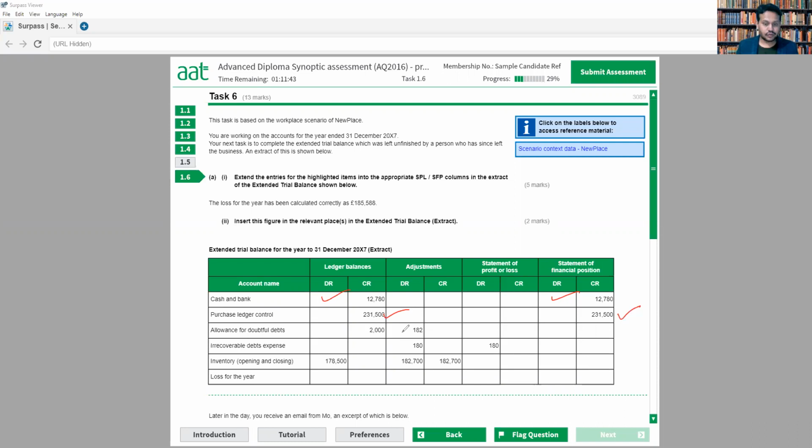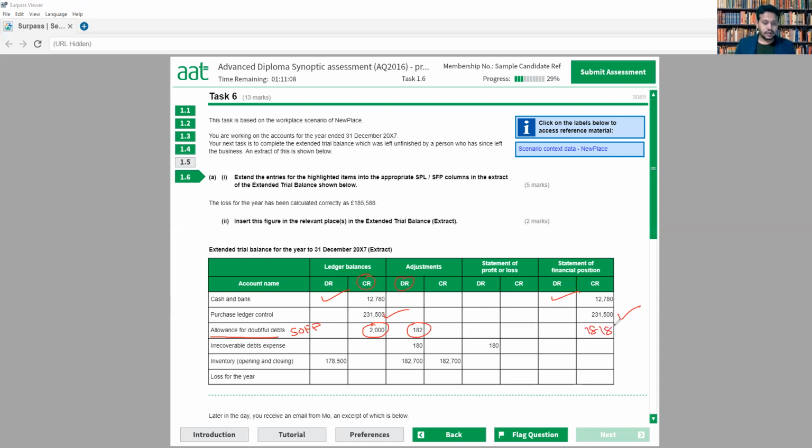Allowance for doubtful debt. It is not completed. I have a credit and I have a debit. Remember that credit and debit are like plus and minus. So I have to find the balance: 2,000 minus 182. The allowance for doubtful debt belongs to the SOFP, and as it's an allowance, it will be credit. So the amount will be 1,818. You're going to write it here.